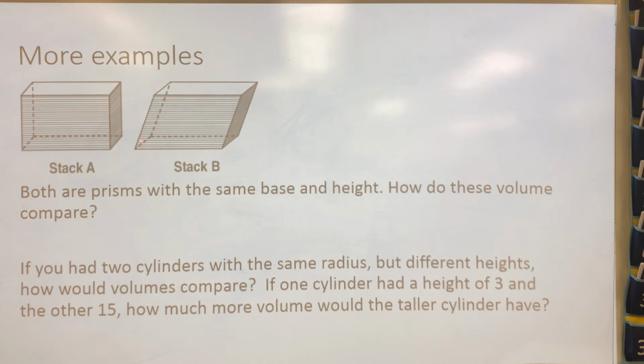Think about it, right? If they have the same base and the same height, how are they going to compare? In this example, it looks like there's sheets of paper. So would the amount of papers in this pile differ from the amount in this pile?